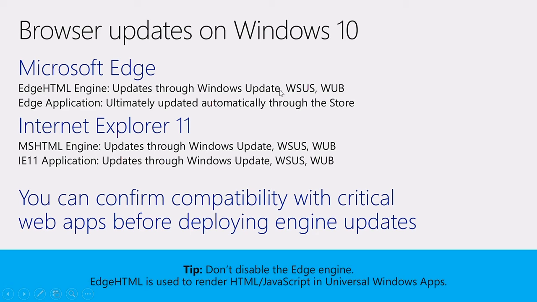So if you have store apps like calendar or weather, these may render HTML content, and they require the Edge HTML engine to run. So think of the Edge HTML engine as being part of the operating system, much as the Trident engine was for Internet Explorer. And Edge, the browser, Microsoft Edge, the browser, is more like an application, a wrapper that goes around that platform engine.